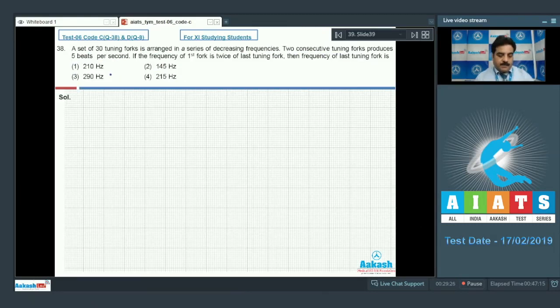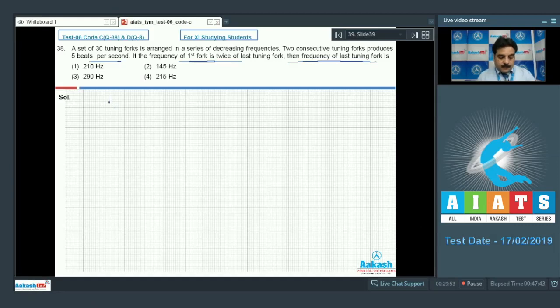Question number 38. A set of 30 tuning forks is arranged in a series of decreasing frequencies. Two consecutive tuning forks produce 5 beats per second. If the frequency of first fork is twice that of last tuning fork, I would like to repeat, frequency of first fork is twice that of last tuning fork, then frequency of last tuning fork is.